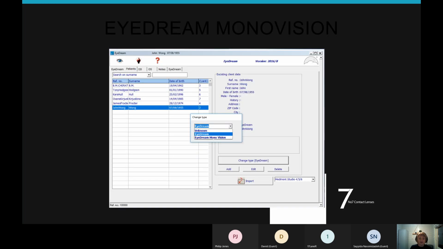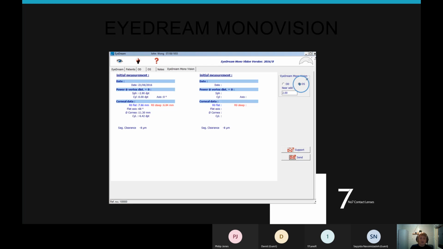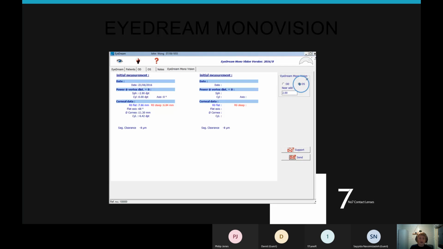If you do EyeDream Monovision, it's really the same steps, but you choose EyeDream Monovision here. When you get to this screen, you come up to the top right and you tell it which eye you want the add in. I'll just go back so you can see that, which eye you want the add in and how much the add is. And that means that we will know that you're aiming at monovision and we'll undercorrect that eye.